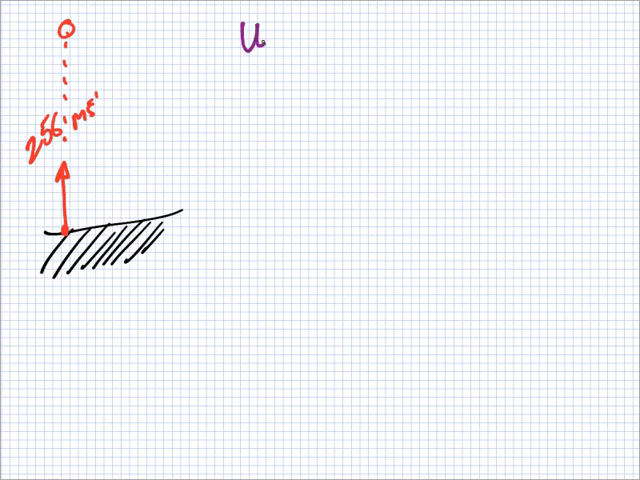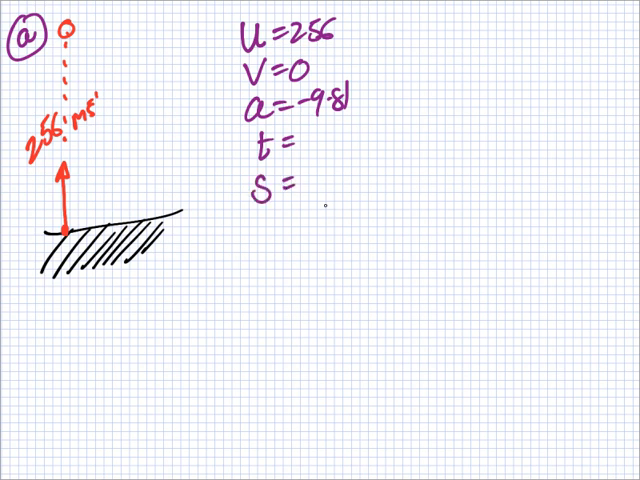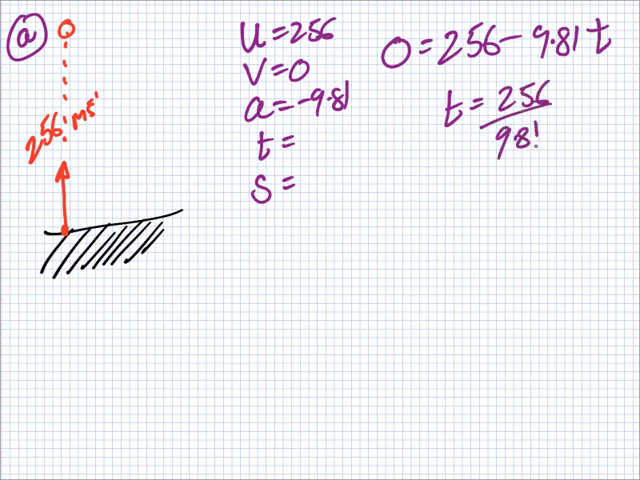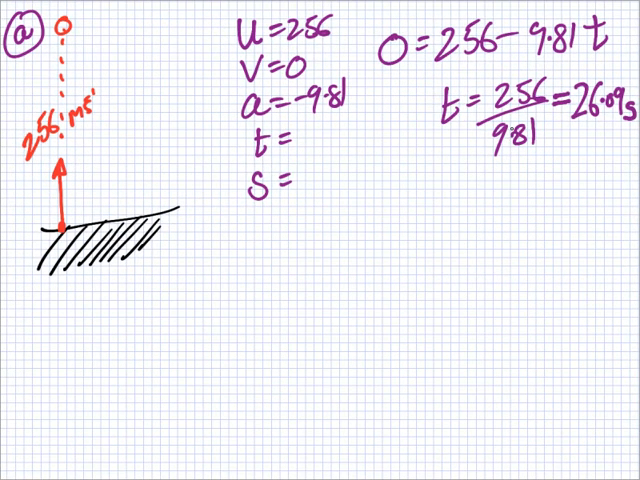Let's calculate. U is 256, V is 0, A is minus 9.81, T we don't know, S we don't know. T is what we want. What gives us the T here? V equals U plus AT. So 0 equals U plus AT. So T is 256 over 9.81. What's that, about 25 seconds, something like this? 26.0958 seconds, so it's 26.1.